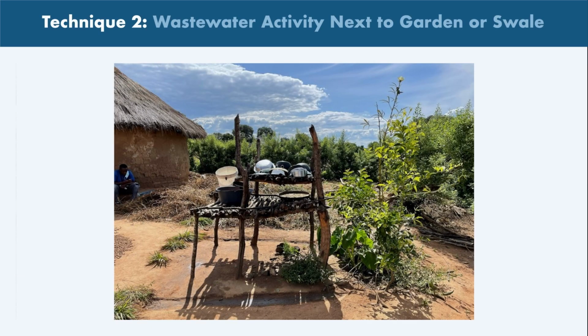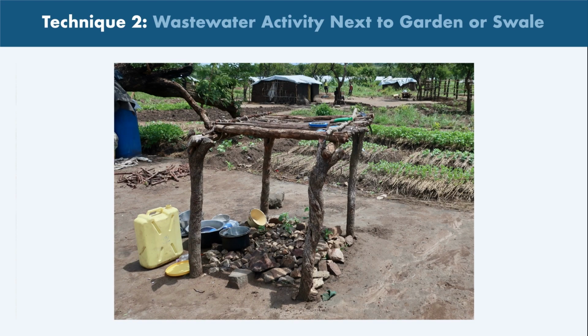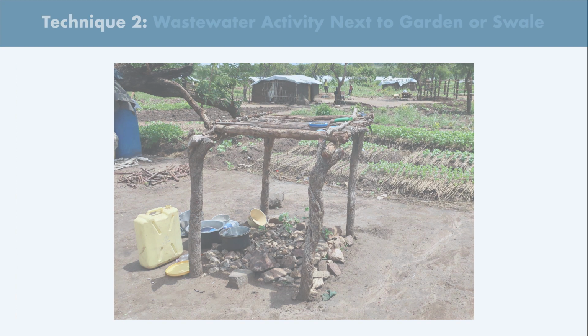Our second wastewater management technique is simply to place the dishwash stand or other activity that produces wastewater next to our garden beds. Place rocks underneath the dishwash stand to help filter the water and prevent erosion. Alternatively, dig a swale next to where the dishes are washed and channel the water into the swale. The swale can then be planted with useful crops.